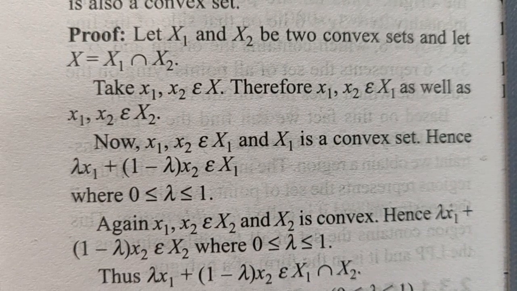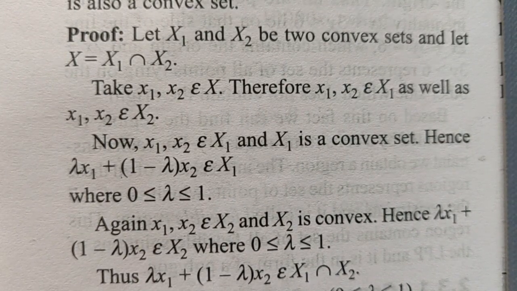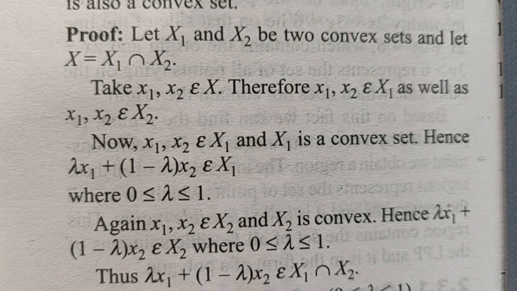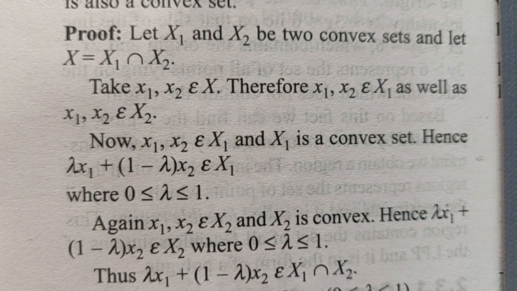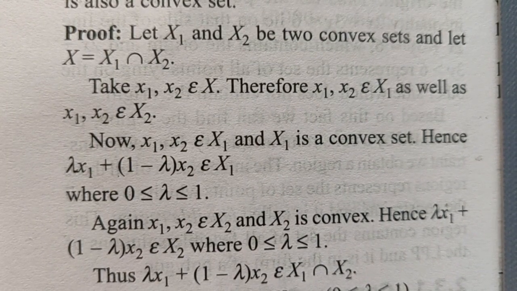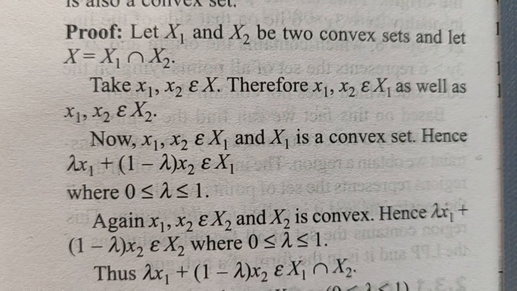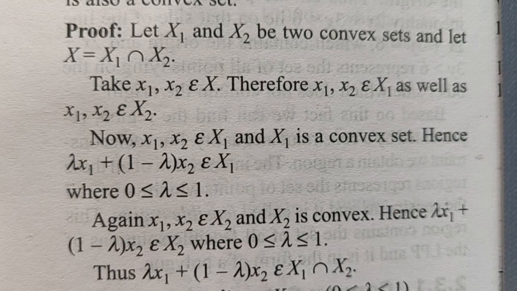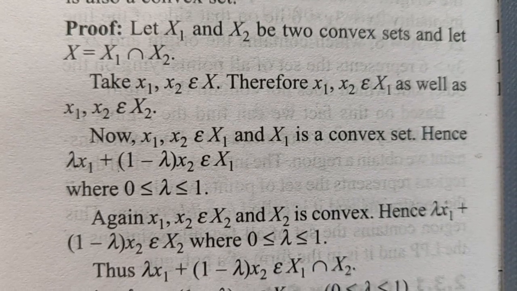Now let small x1 and x2 be elements of X. So that means x1 and x2 are contained in the set X1, and also x1 and x2 are contained in X2. Since they are contained in X1 and X1 is a convex set, lambda x1 plus 1 minus lambda x2 is an element of X1 for any lambda contained in the closed interval 0, 1.